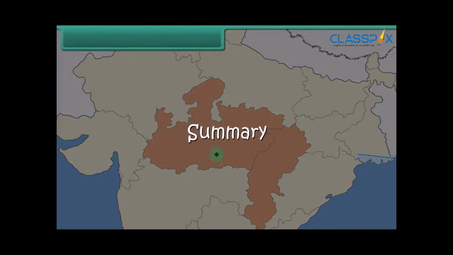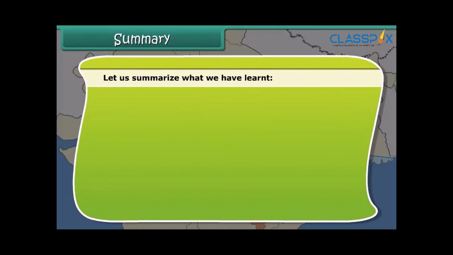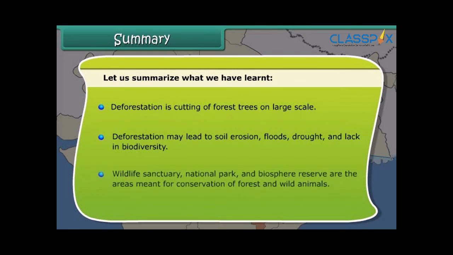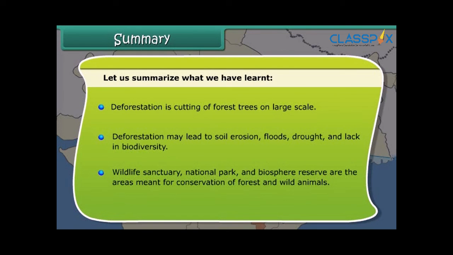Summary. Let us summarize what we have learned. Deforestation is cutting of forest trees on a large scale. Deforestation may lead to soil erosion, floods, drought and loss of biodiversity. Wildlife sanctuary, national park and biosphere reserve are the areas meant for conservation of forest and wild animals.